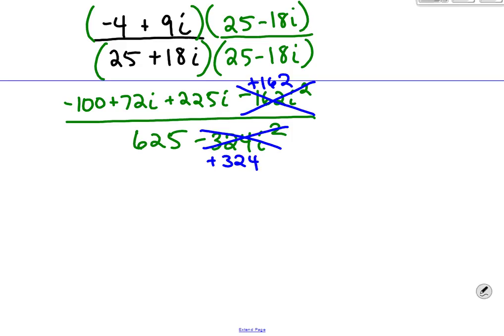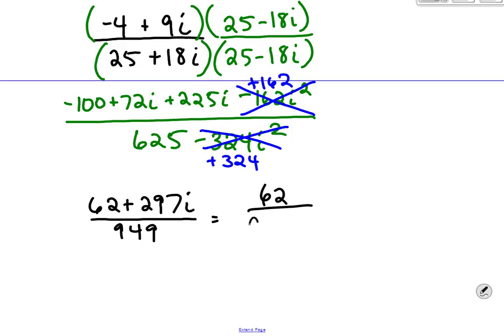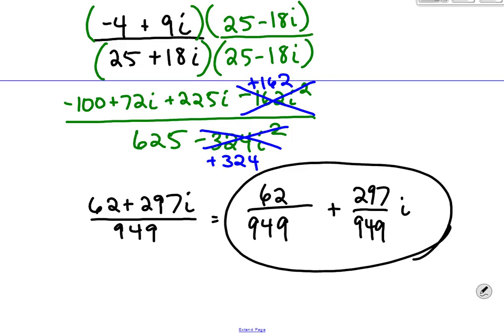And then that leaves me with 62 plus 297i over 949. So then separating that out to standard form, 62 over 949 plus 297 over 949i. I just wanted to do that one also because it was an ugly-ish seeming problem. So that is it for the notes for 2-4.